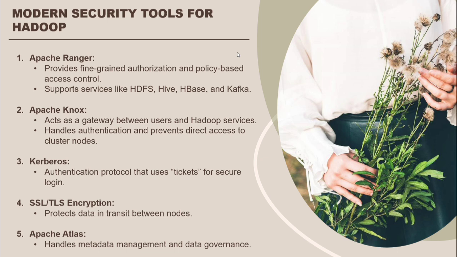Next, Apache Knox. Apache Knox acts as a gateway between user and Hadoop services and handles authentication and prevents direct access to cluster nodes. Then Kerberos authentication protocol. It is an authentication protocol that uses tickets for secure login. Then SSL or TLS encryption, and it protects data in transit between nodes. Then Apache Atlas handles metadata management and data governance.